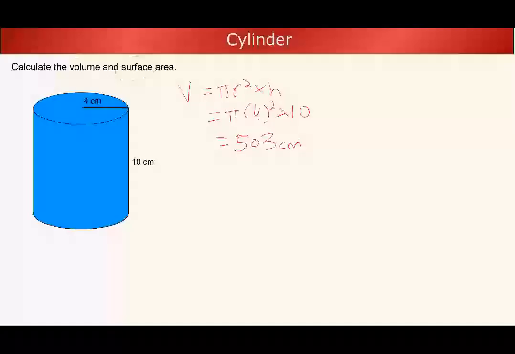503 cubic centimeters. Now, the surface area is a little trickier because there are two circles to find the area of, one on the top, one on the bottom. So it's going to be 2 times pi r squared because there's two circles. A circle is pi r squared, and there's two of them, so I multiply by 2. Plus, it's the area of a rectangle that goes all the way around. This rectangle right here, length times width.